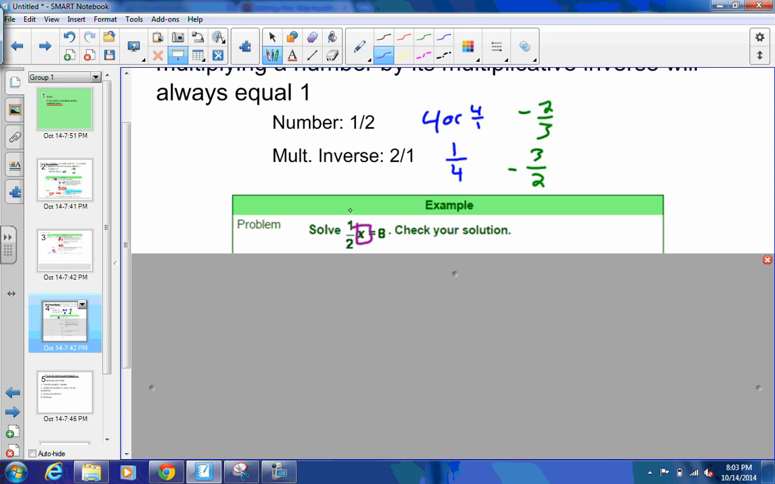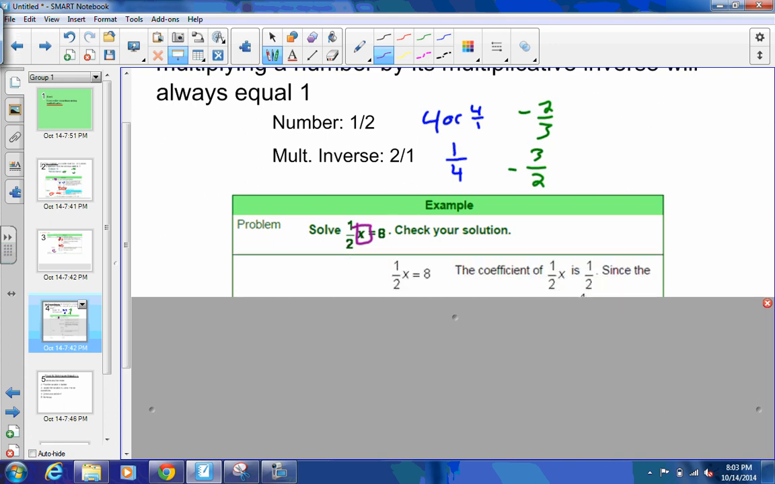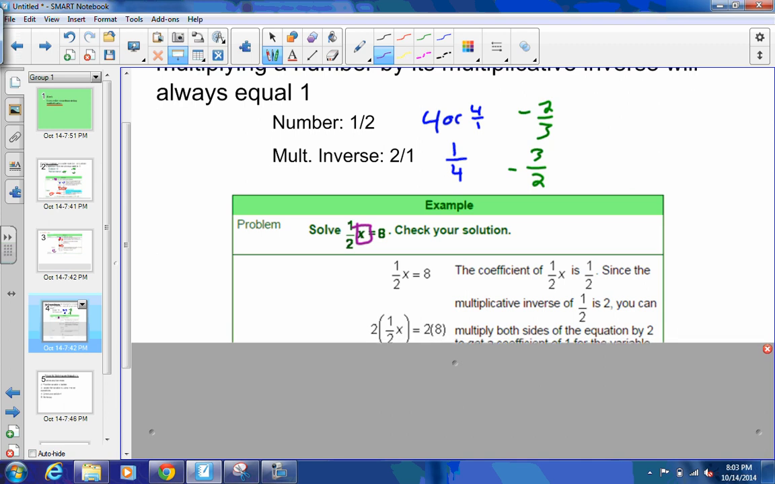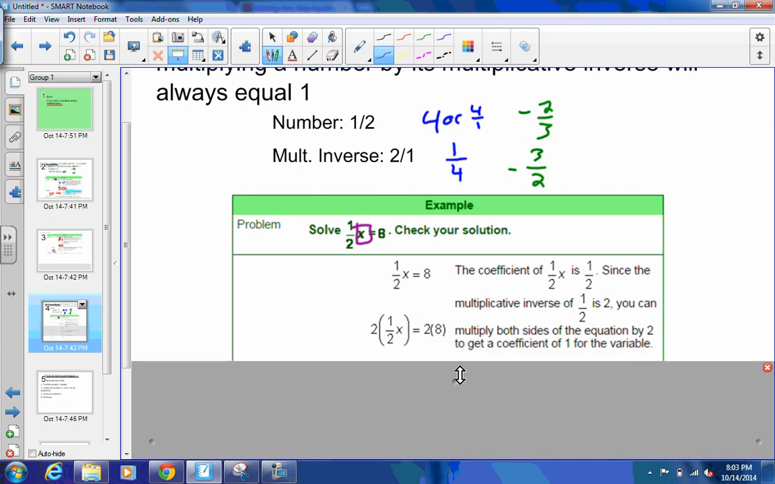So if you look, let's say we had 1/2. The multiplicative inverse would be 2 over 1. So let's use that to get rid of that coefficient of 1/2. Since the multiplicative inverse of 1/2 is 2, or 2 over 1, you can multiply both sides of the equation by 2. We're going to multiply this 1/2 fraction by 2, and do it to the other side as well, because when you multiply 1/2 by 2, those just cancel out.